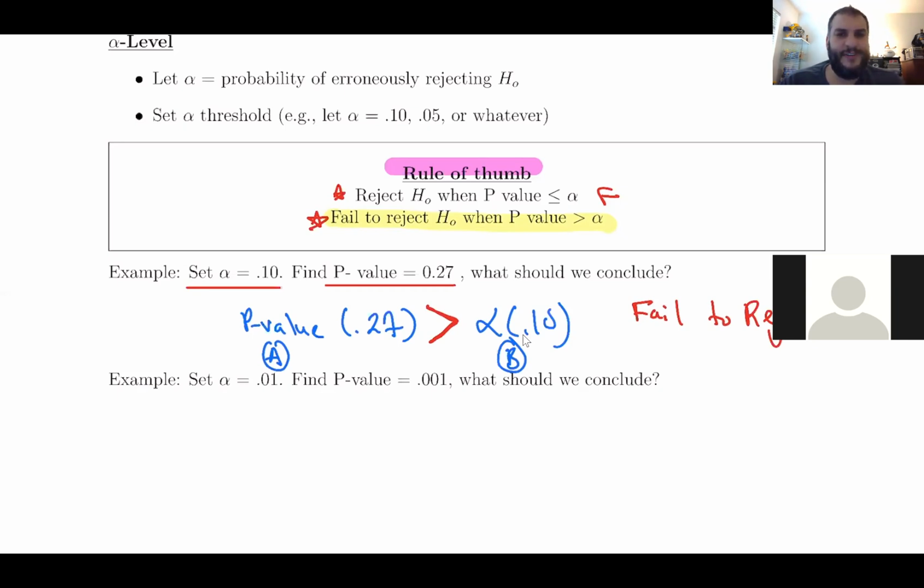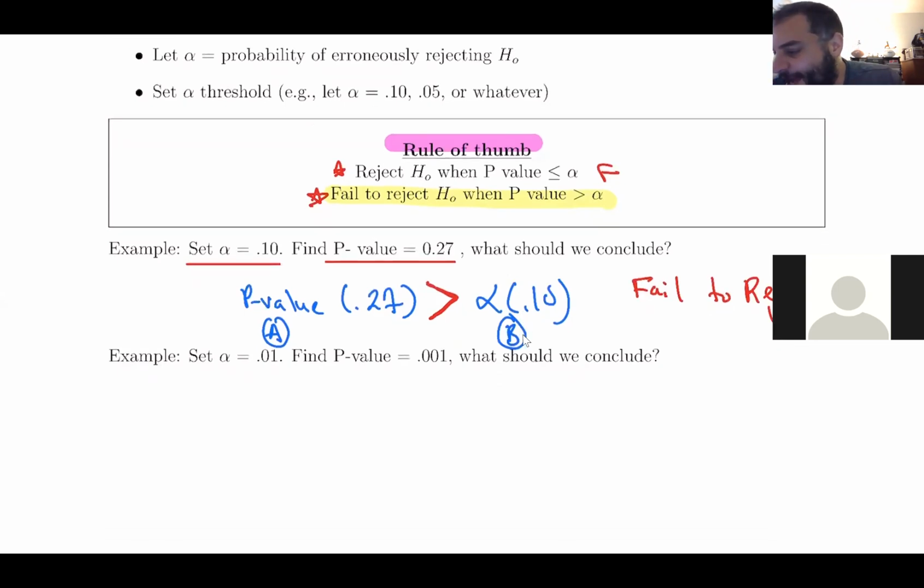Any question for that first example? That's the null hypothesis. Yeah, H0 is the null hypothesis. All right, so let's try doing the second one.